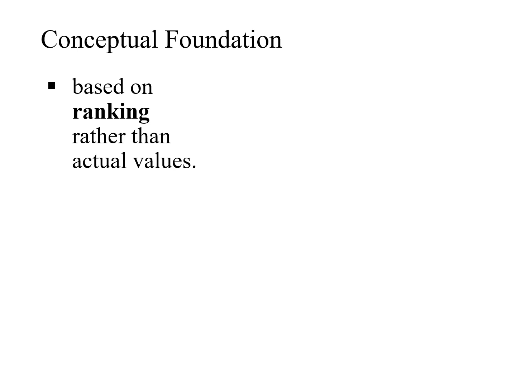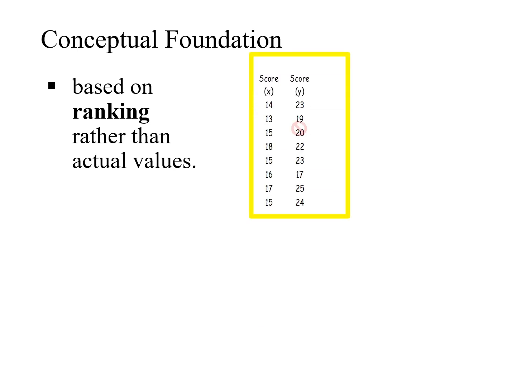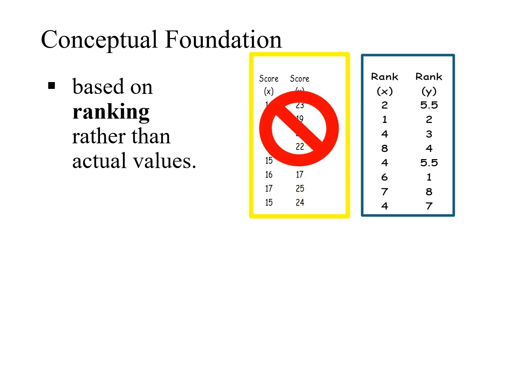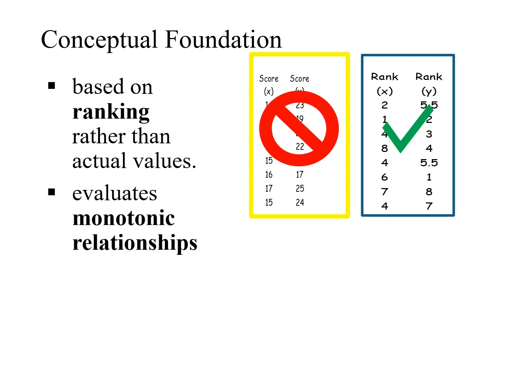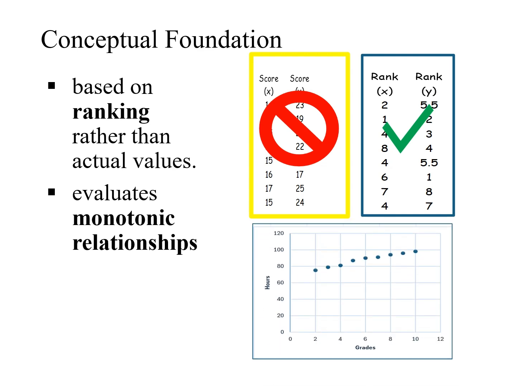Now let's look at the conceptual foundation of Spearman's rho. Unlike Pearson's correlation, which uses the actual numerical values, Spearman's rho is based on ranking the data. This means we don't focus on the raw scores themselves, but rather on their positions when ordered. Another important point is that Spearman's rho evaluates monotonic relationships. This means it looks at whether two variables tend to move in the same direction, either increasing together or decreasing together, even if the relationship is not perfectly linear.